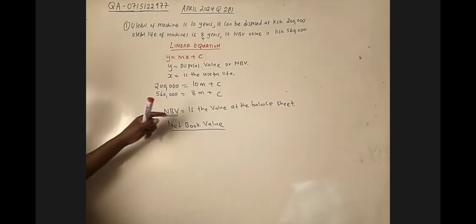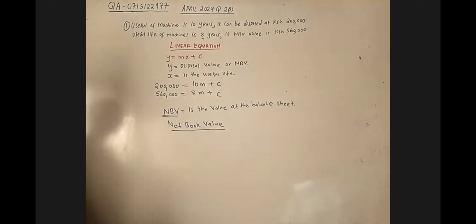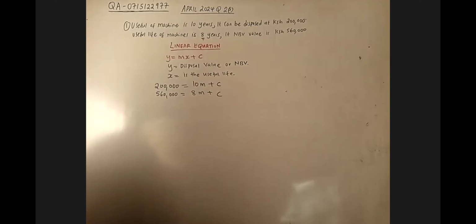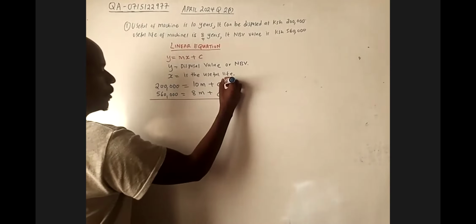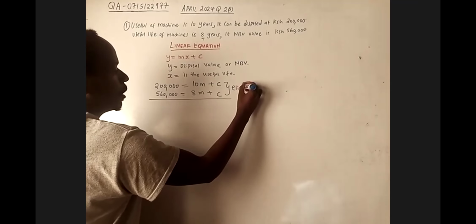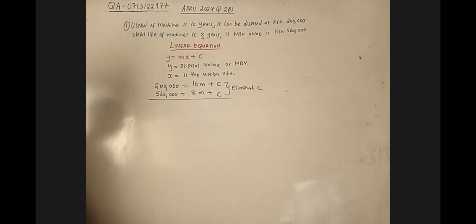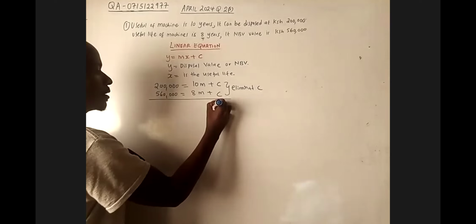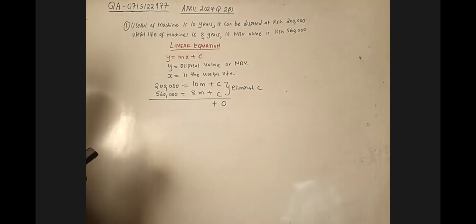Now, once you get this, find the value of m and c. Those are the parameters. How do we find them? We use the elimination method. Eliminate c, since they're the same. How do you eliminate c? By subtracting. So c minus c is 0, and 10 minus 8 is 2m.